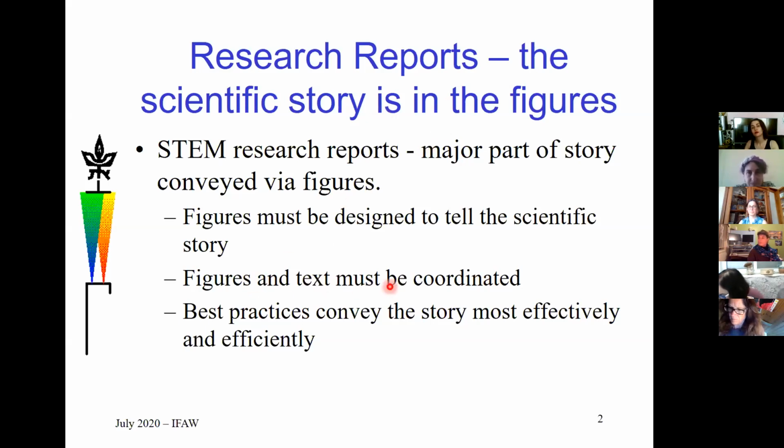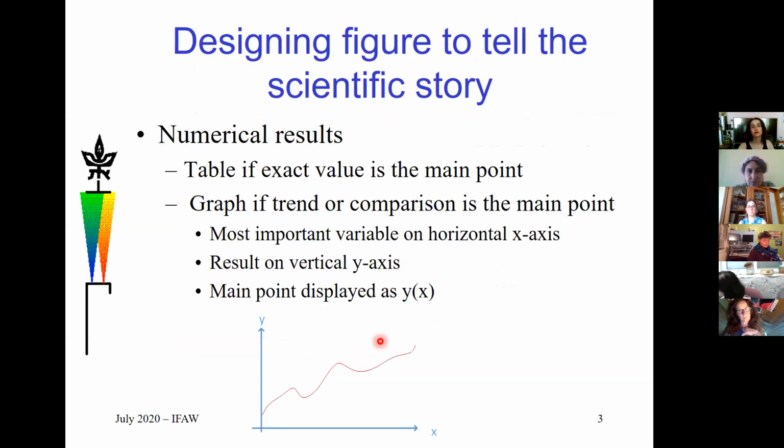The figures and text have to be coordinated so that they're telling the same story, and the writers have to use best practices to convey the story most effectively and efficiently. An awful lot of the results in scientific research reports are numerical in one way or another. These should be presented in tables if the exact value is the main point, or in a graph if a trend or comparison is the main point.